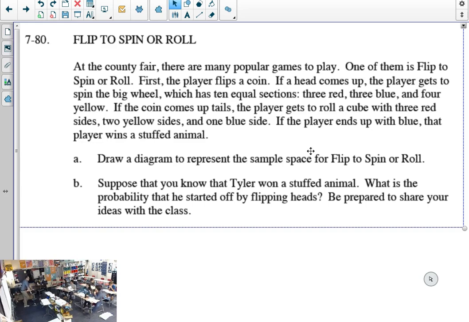You guys are making this drag out really long, and we could be getting through it more quickly. All right. So one game is flip to spin or roll. First you flip a coin, then that's going to determine whether you spin a spinner or roll a die. If you end up on heads, you spin the big wheel and it has 10 sections: 3 red, 3 blue, 4 yellow. If it comes up tails, you roll the die. It has 3 red, 2 yellow, and 1 blue side. If the player ends up with blue, that player wins a stuffed animal.